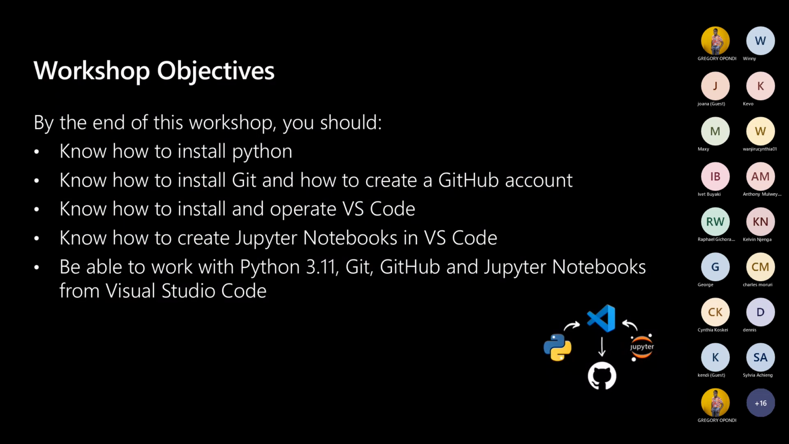Yeah, so let's start. So these are the workshop objectives. By the end of this workshop, you should know how to install Python, know how to install Git, and how to create a GitHub account, and also know the difference between Git and GitHub. Then you should also know how to install and operate VS Code, know how to create Jupyter Notebooks in VS Code, and then we'll learn how to integrate all this in VS Code. So we'll be able to work with Python, Git and GitHub, Jupyter Notebooks, and all from Visual Studio Code.